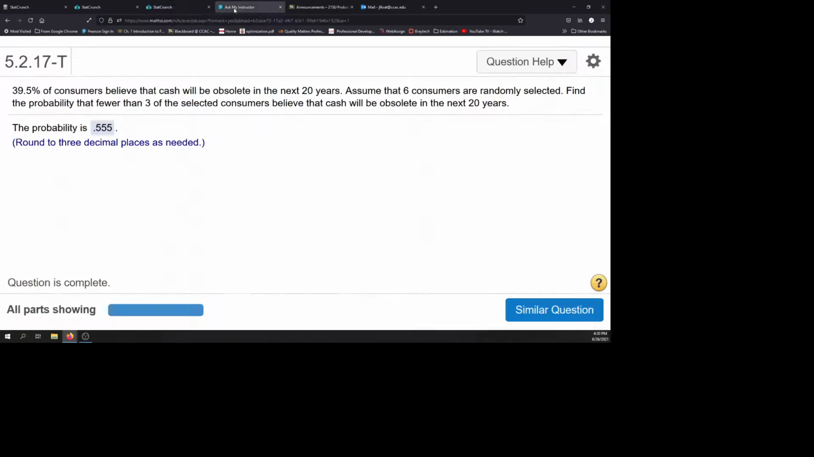The question we're going to use is this question right here. So 39.5% of consumers believe that cash will be obsolete in the next 20 years. Assume that 6 consumers are randomly selected. Find the probability that fewer than 3 of these selected consumers believe that cash will be obsolete in the next 20 years. So the first thing we need to understand is, what exactly does fewer than 3 mean?